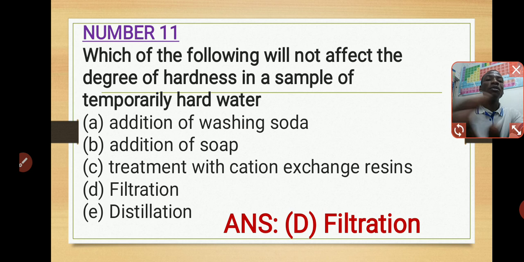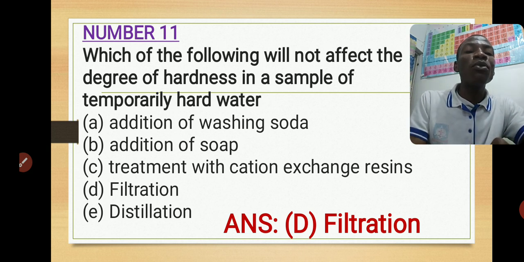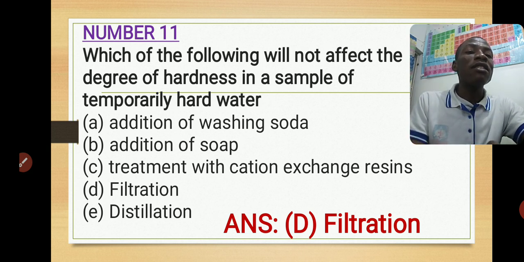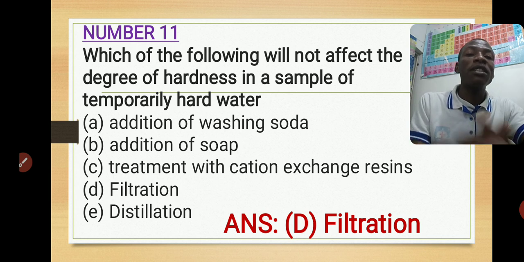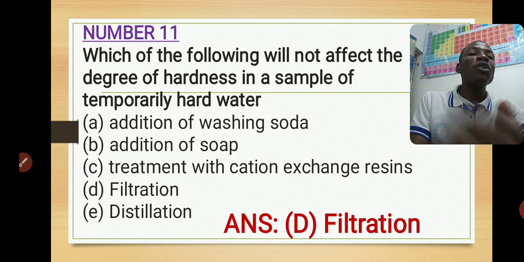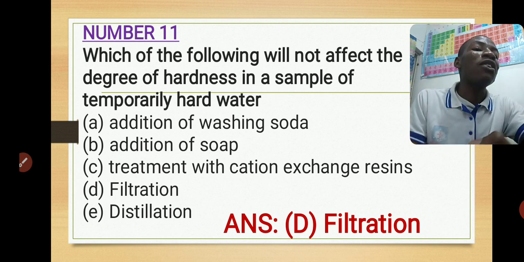Number 11, which of the following will not affect the degree of hardness in a sample of temporarily hard water? That's water that contains calcium bicarbonate. When you add washing soda, of course it removes it. When you add soap, it removes hardness. When you treat with cation exchange resins, it removes the calcium ion.